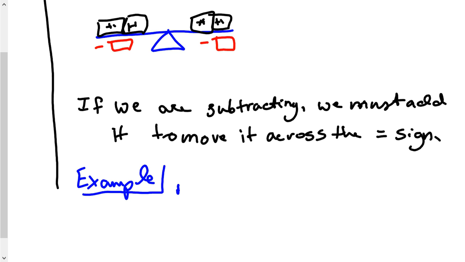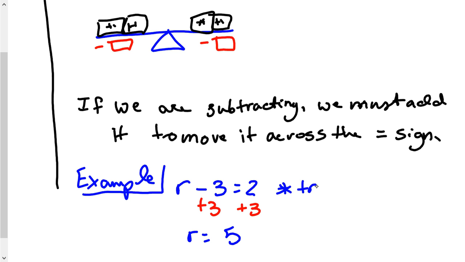So if I had r minus 3 is equal to 2, I would have to add this 3 to both sides. That maintains the balance. So we would be left with r is equal to 5. And we must always get the variable alone. I'm not going to say try, I'm going to say isolate the variable.